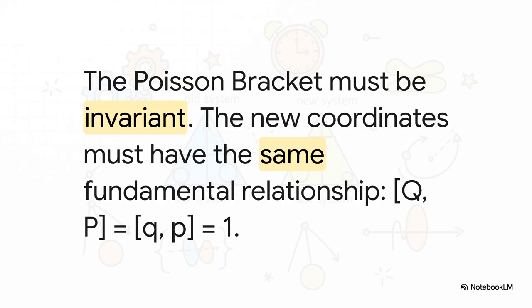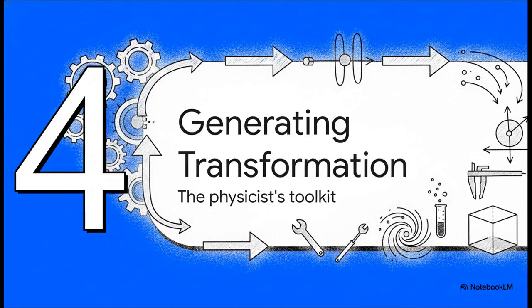The Poisson bracket of our new coordinates, q and p, has to be exactly the same as it was for our old ones. It has to equal 1. Simple as that. Okay, so we've got our fundamental rule. But how do we actually cook up transformations that follow this rule? We can't just guess, right? So let's get practical here in our next section, generating the transformation.